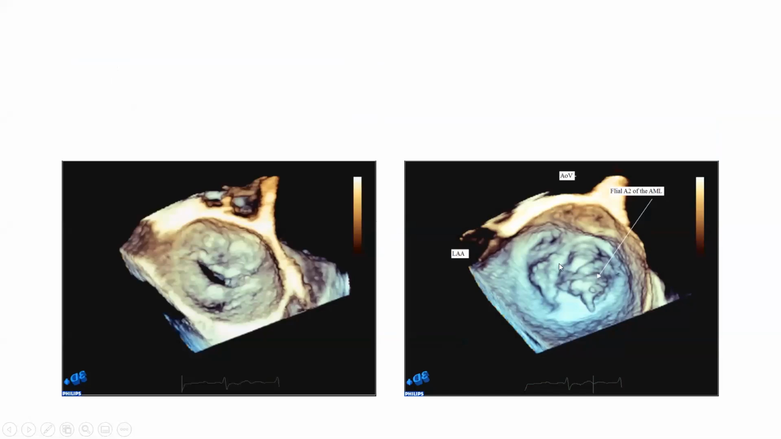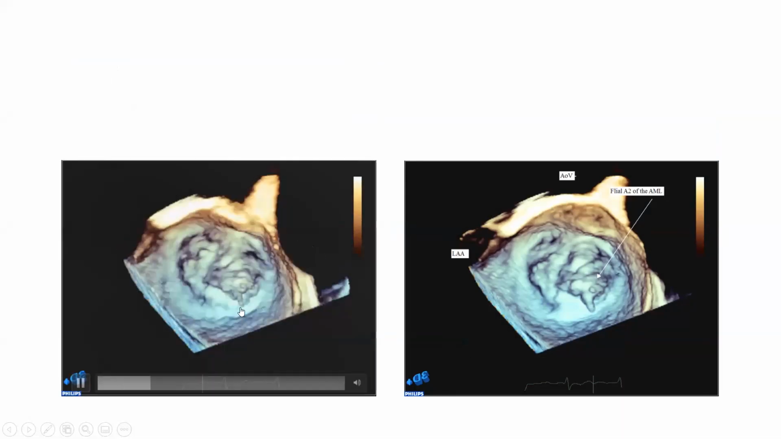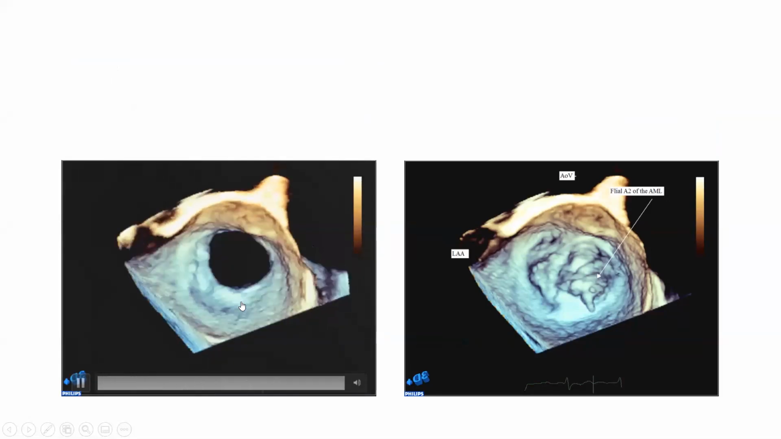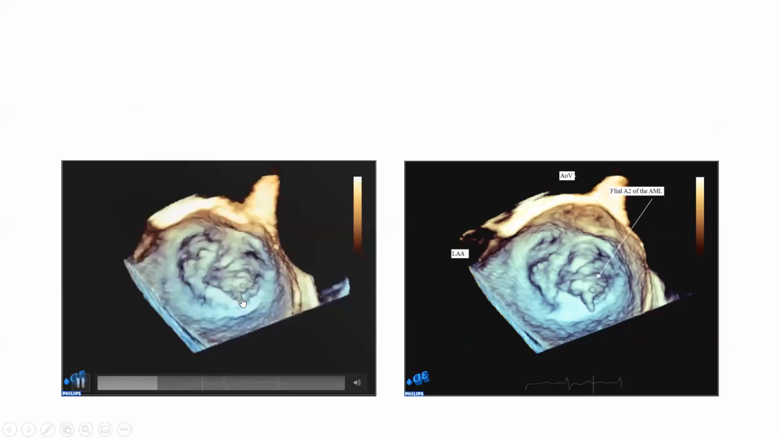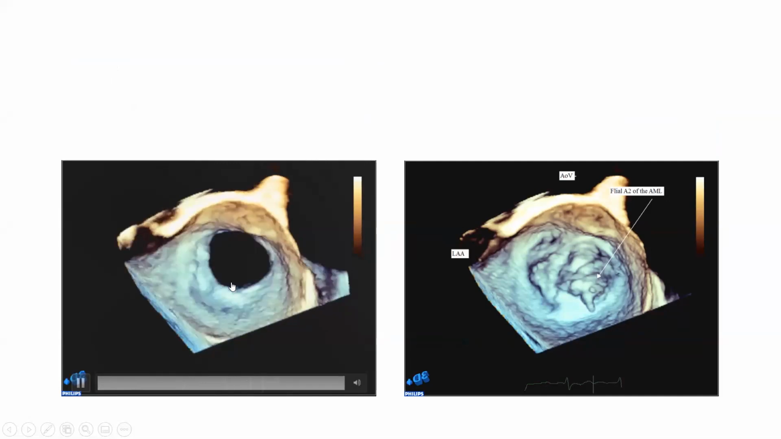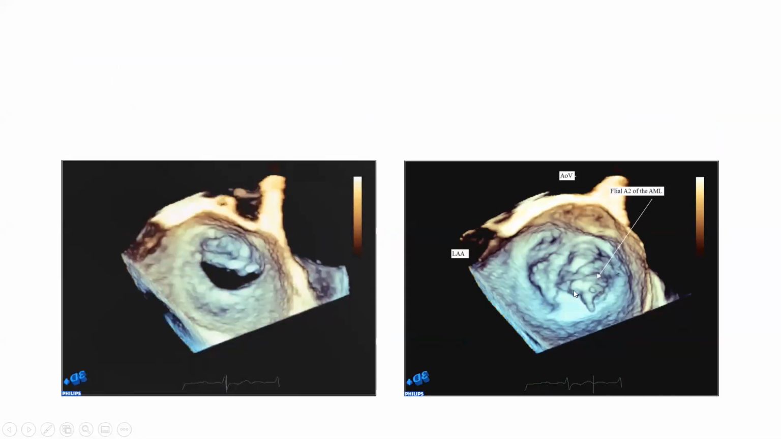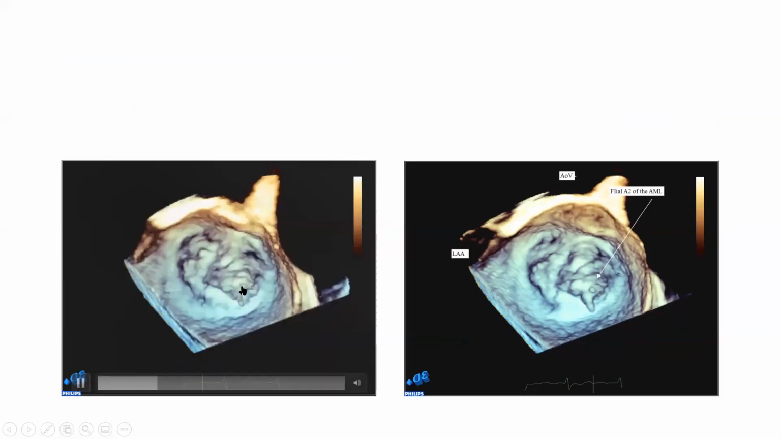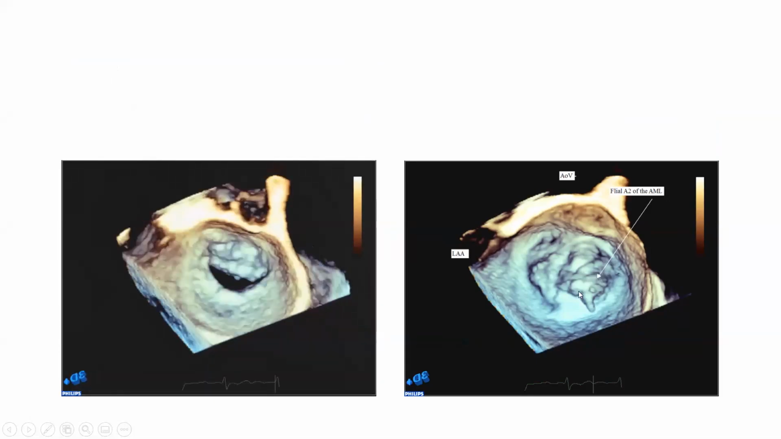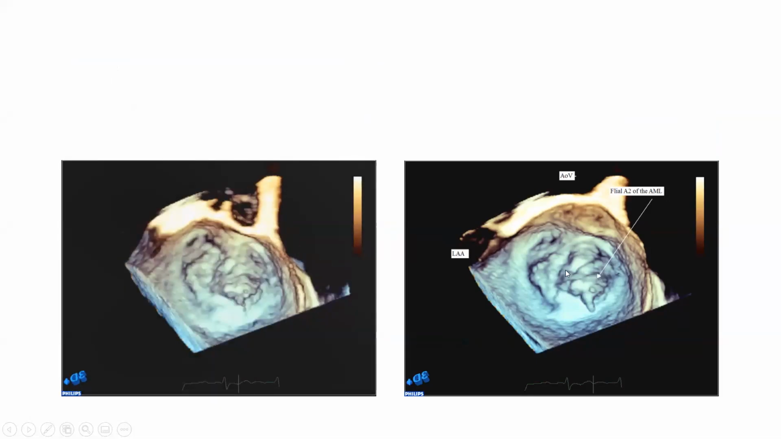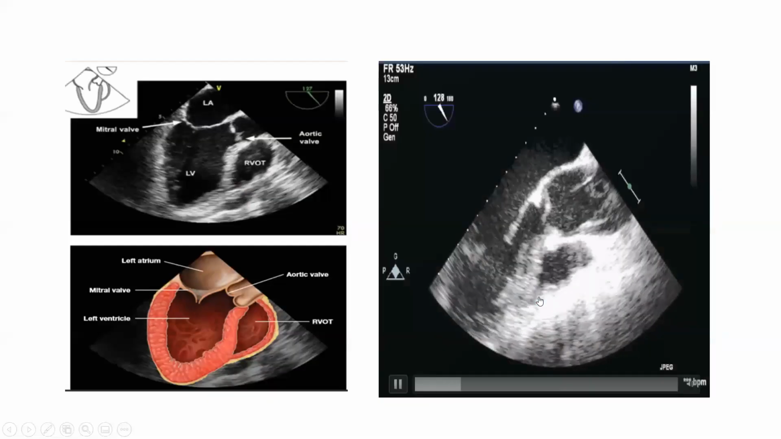The one, if you remember, where we don't know exactly where the MR is coming from at 0 and 60 on post ballooning. You see here, this 3D will give you the answer in only one shot. There is a flail A2 of the anterior mitral leaflet.